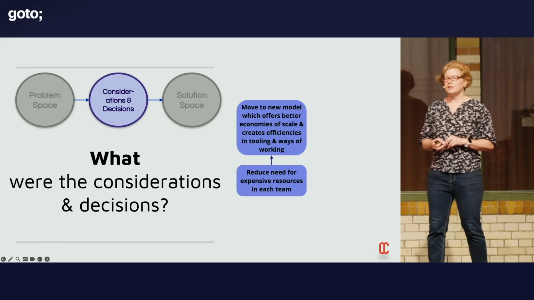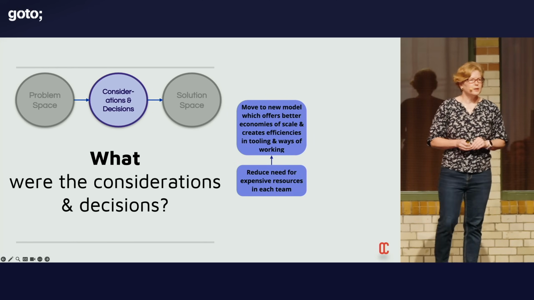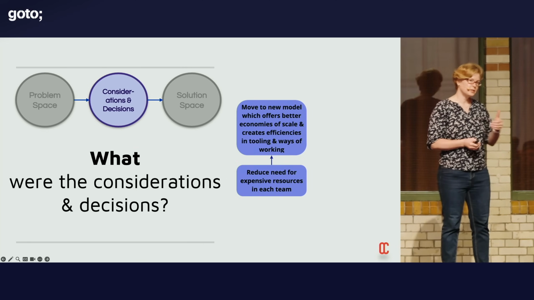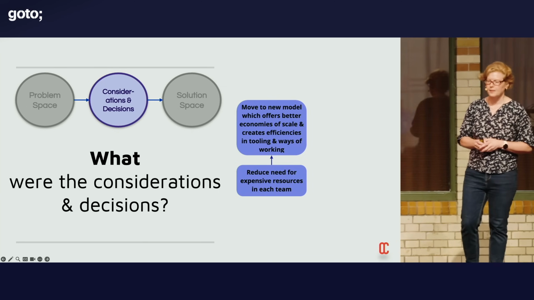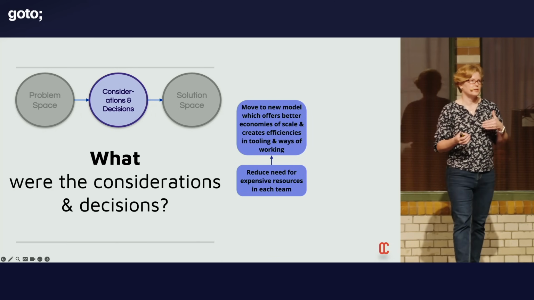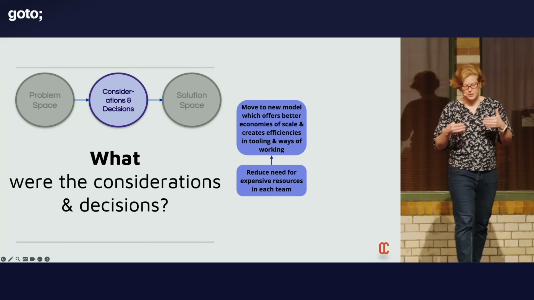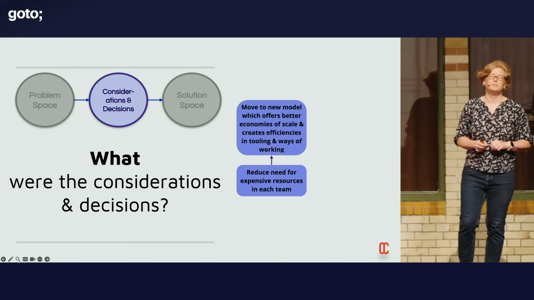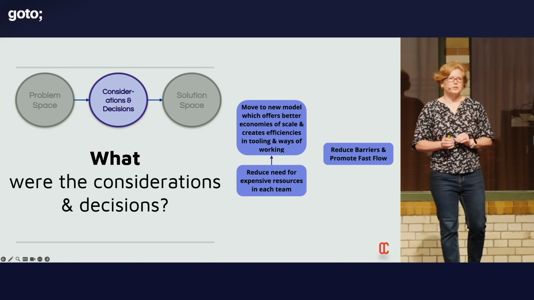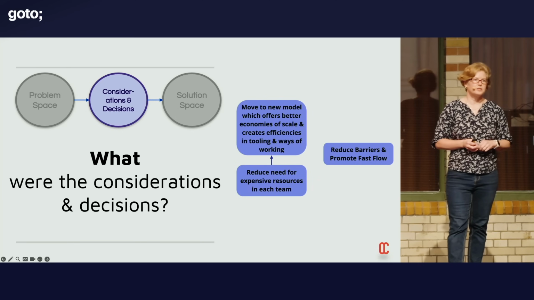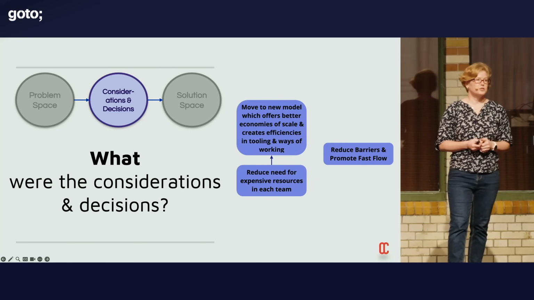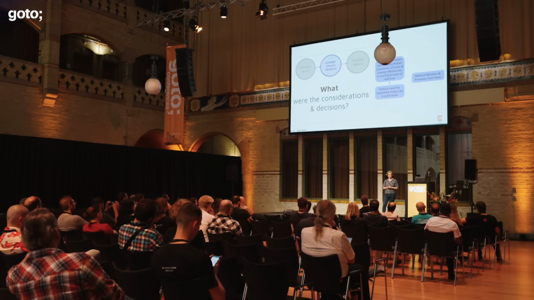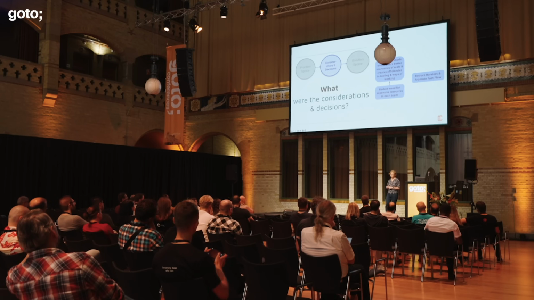So the first one is to recognize that actually the current model doesn't quite work. It doesn't scale. So we need a new one that will give us better economies of scale and also allow us to bring in some tooling efficiencies and ways of working. And provide organizations with a way so that maybe they don't have to employ such expensive resources in every single team. However, what we don't want to do is go back to the old way of doing things. We recognize that we're trying to go fast, we're trying to scale, but DevOps came in as a result of silos because people were throwing things over the wall. So we don't want to just introduce another barrier where instead of throwing it to operations, you throw it to a platform team.